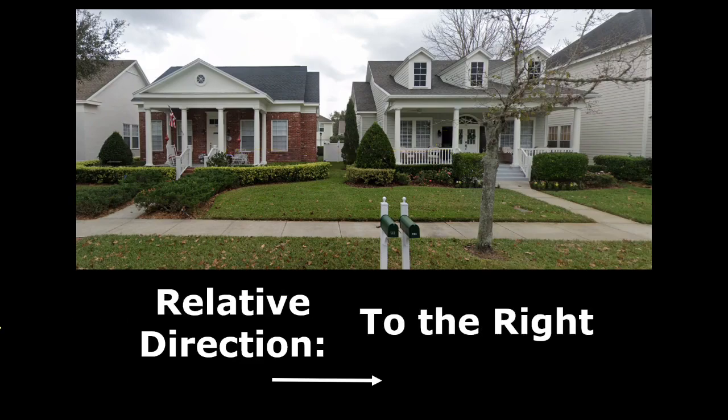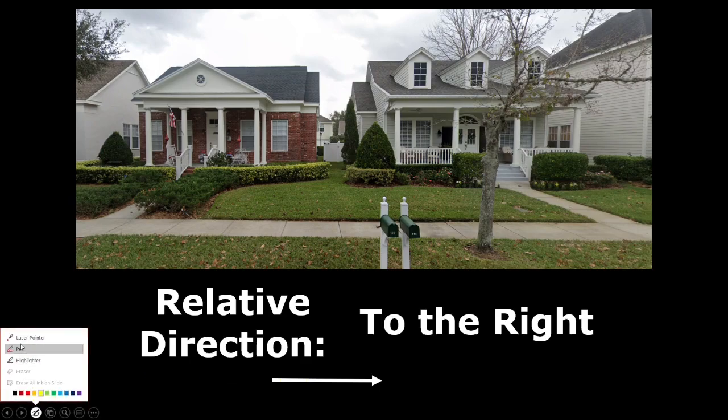And then finally, we have our relative direction, which is just going to be the direction relative to the house. So from left to right, which is what our arrow is showing, the house on the right is going to be to the right. I've been using relative direction this whole time.